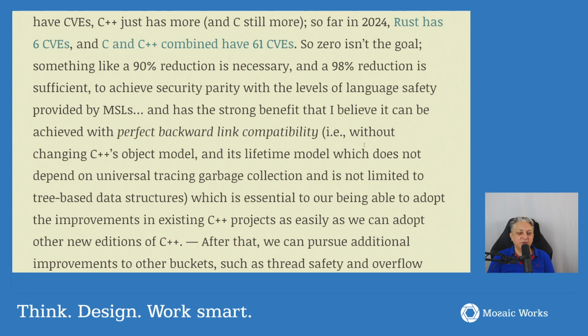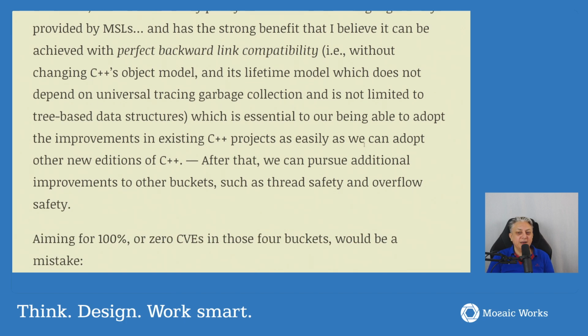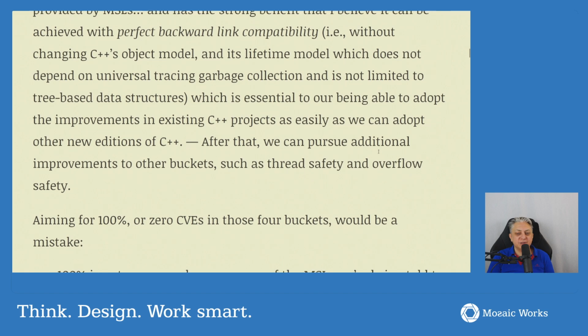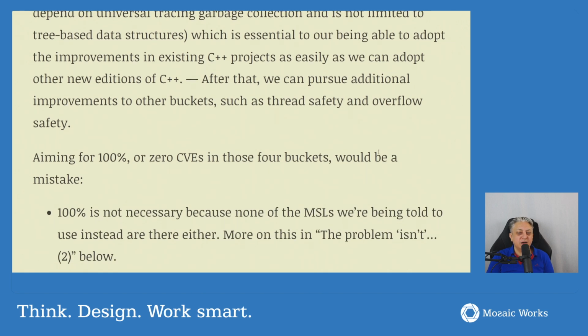And it has the strong benefit that I believe it can be achieved with perfect backward link compatibility. That is, without changing the C++ object model and its lifetime model, which does not depend on universal tracing garbage collection and is not limited to tree-based data structures, which is essential to our being able to adopt the improvements in existing C++ projects as easily as we can adopt other new editions of C++. After that, we can pursue additional improvements to other buckets such as thread safety and overflow safety.